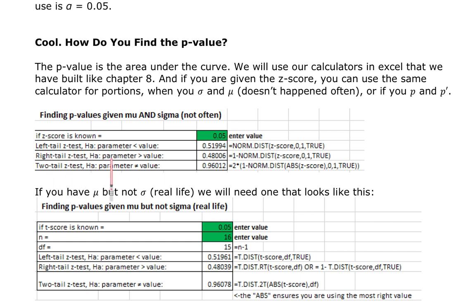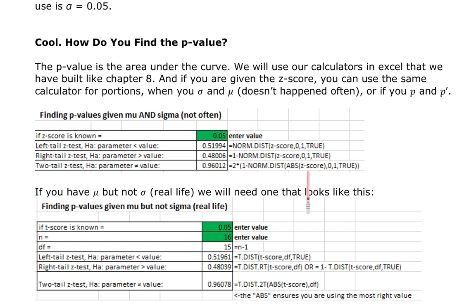So if I want the left tail, so the parameter, which is the value coming from the population, is less than the value I'm interested in, it is a left tail test, and I'm grabbing that area. If I want the right tail test, it is 1 minus the norm.dist. And then if I want a two tail test, I'm going to grab 2 times the one up above, so the one to the right. And then I'm going to do the absolute value of the z-score.